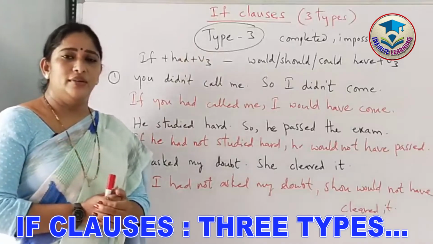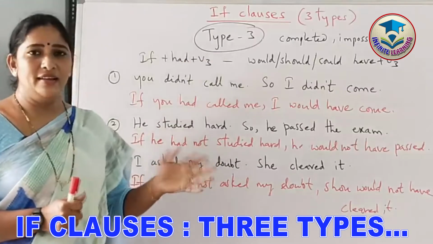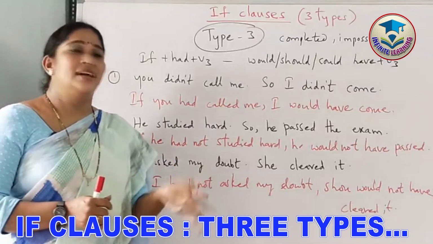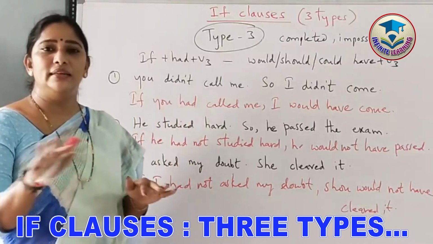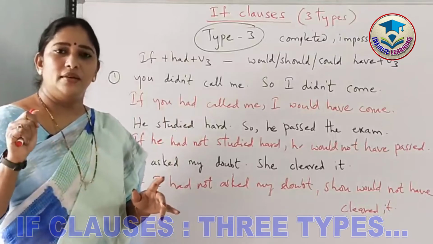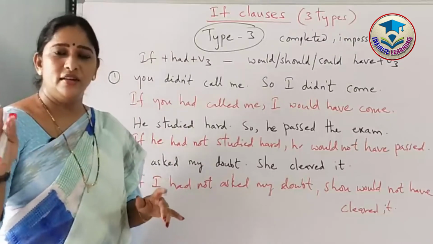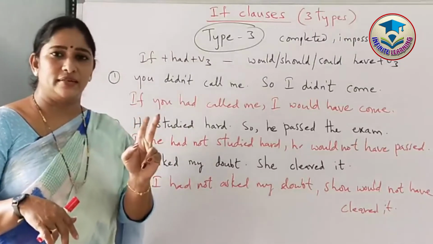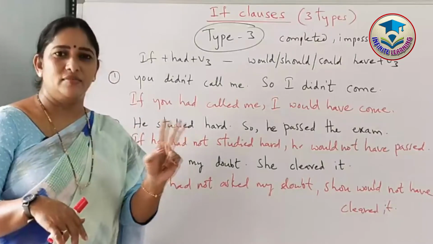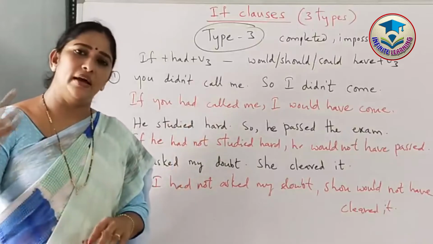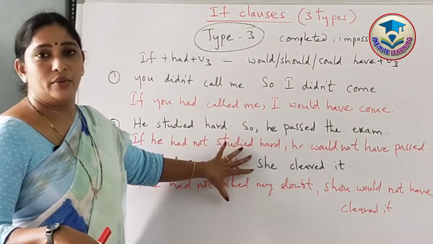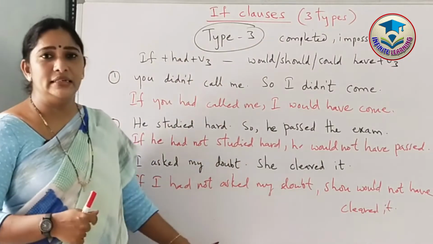Got it, I think so. If you did not understand, just watch again. There are three if clauses. In the first one, the real, possible and probable condition. The second condition is just hypothetical, just imaginary. And the third one is highly impossible, that had happened already, but we are talking about it now. Got it? These are the three types.